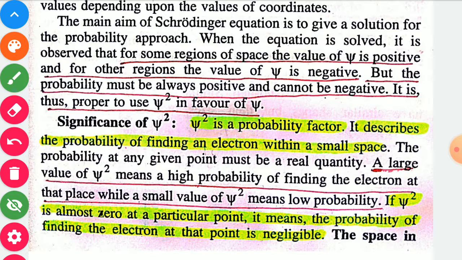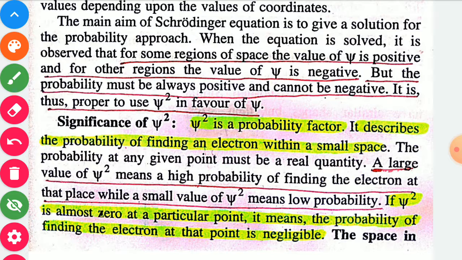So if psi square is almost zero at a particular point, it means the probability of finding the electron at that point is negligible. In other words, we may say that if the probability of finding the electron is negligible, at that time the value of psi square is found to be zero at the particular point.